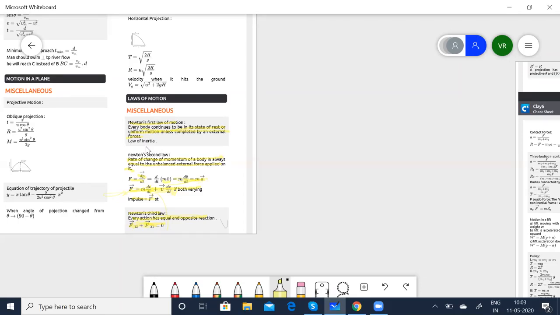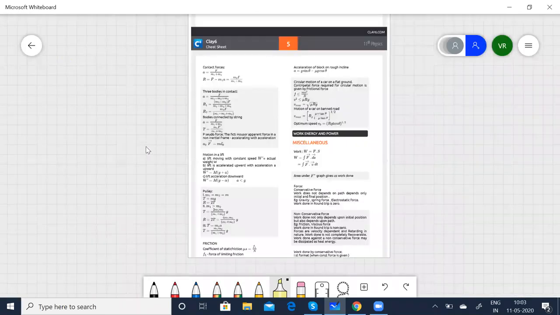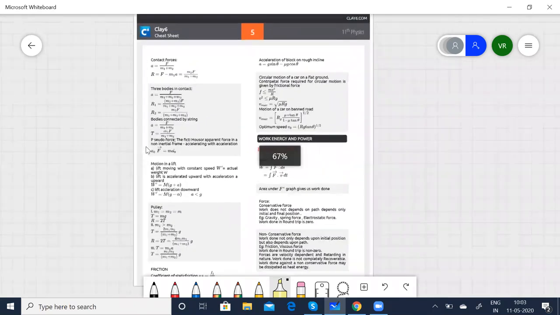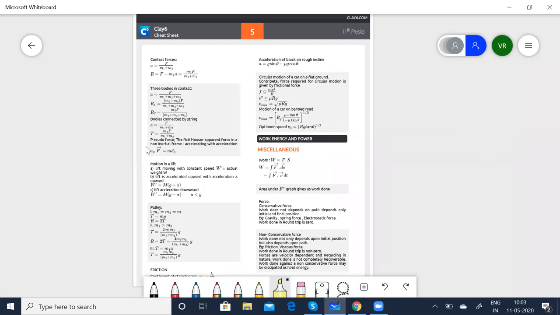So now coming to the next one, the contact forces. When I say contact forces, the bodies are in contact. The bodies might or might not be in contact. So now we are going to see what will be the forces acting when the bodies are in contact. So you just remember this formula: a is equal to F by (m1 plus m2).